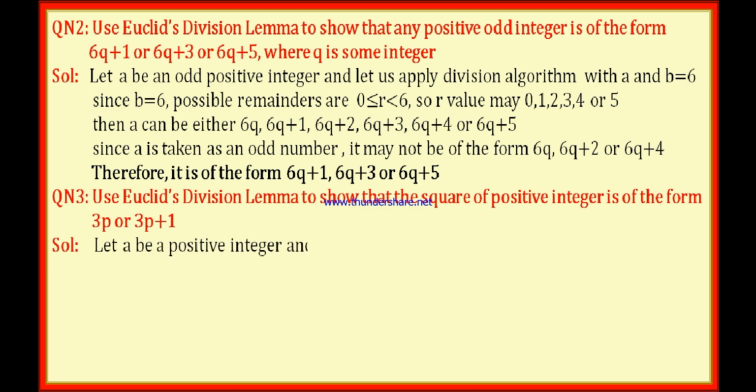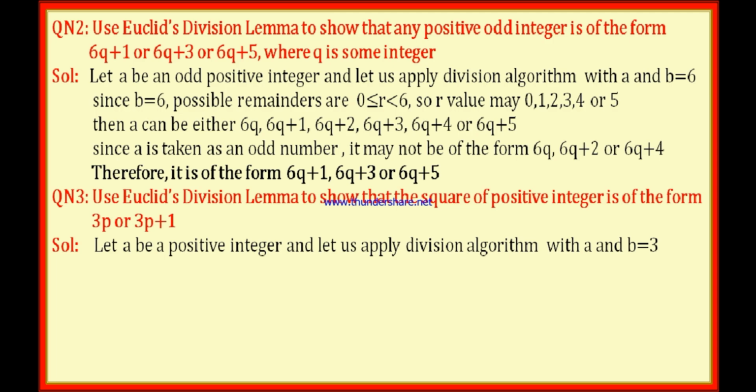Here is the solution. Again, let a be a positive integer and let us apply division algorithm with a. Here I have to prove that a is equal to either 3p or 3p plus 1, which is in the form of bq plus r. 3p plus 1 is a, which is bq plus r, and 3p is a, which is in the form of bq plus r. Therefore, b is equal to 3.